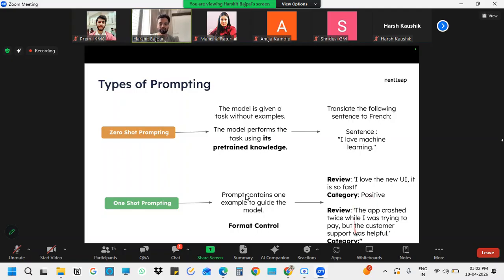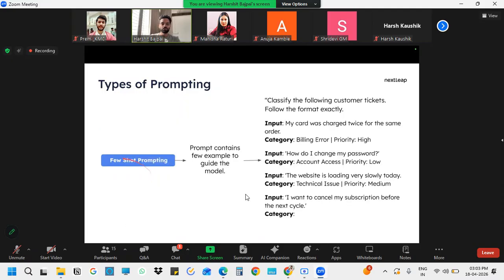And now I am asking, hey, this is the review. The app crashed twice while I was trying to pay, but the customer support was helpful. We are asking GPT what should be the response here. Now GPT has an example to look at. It knows that this was an example whose format and type, positive, negative, neutral, etc., I am going to consider. So when you provide one example, it is called one shot prompting. When you provide zero examples, it is called zero shot prompting. When you provide more examples, it is called few shot prompting.